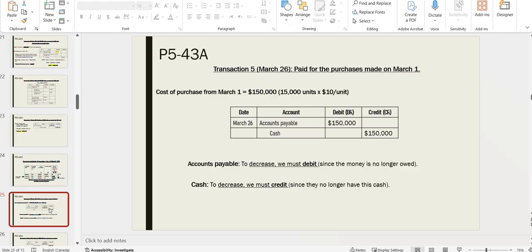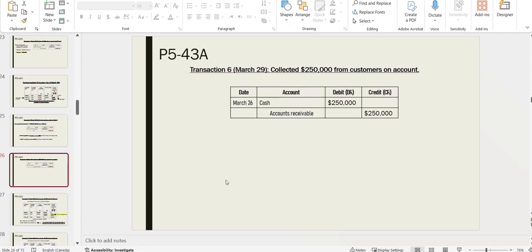In transaction 5, you paid for the purchase made on March 1. So the value of your purchase was $115,000. Because you paid in cash, your cash goes down, you credit it, and your accounts payable decreases, you debit it. In transaction number 6, you collected $250,000 from customers on account. Because you collected cash for your sale, your cash goes up and your accounts receivable goes down.